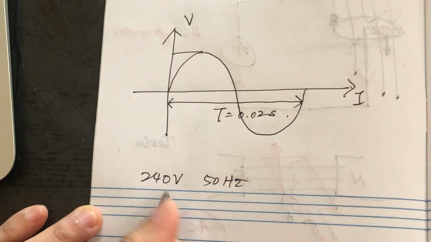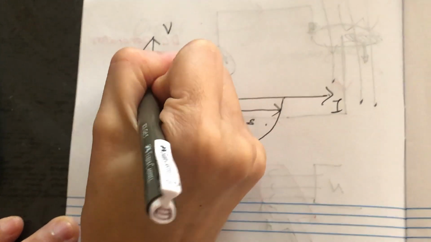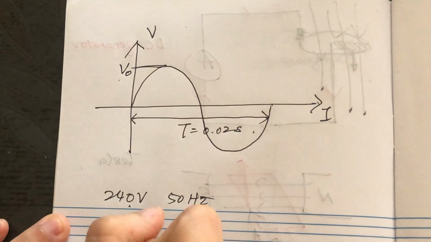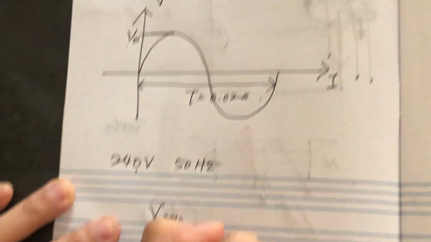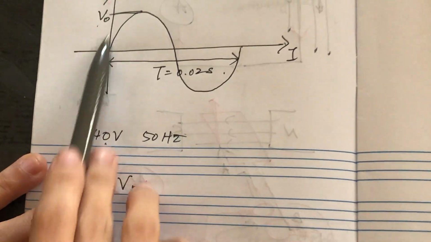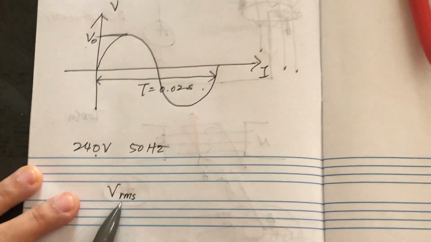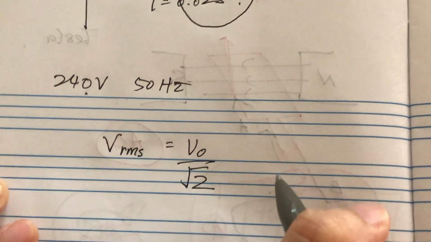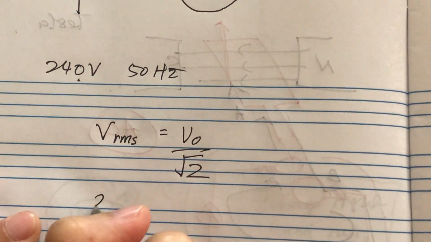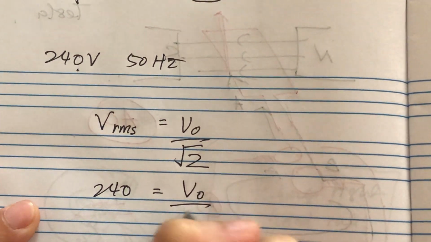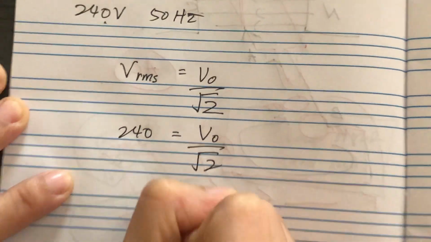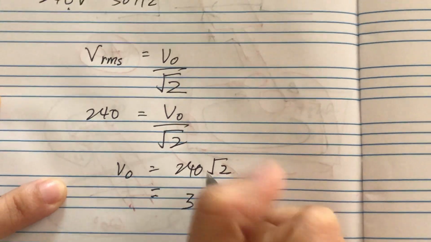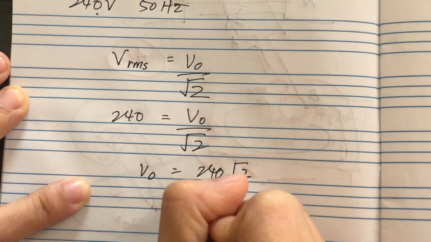Okay, and this is not 240 volt, class. This is V max. V naught means V maximum. The voltage that we get is VRMS, because it is a sinusoidal graph, so it goes up and down, up and down. On average we get VRMS, which is equal to V naught over square root of 2. We know that the RMS that we get is 240, right? So what is the maximum voltage that we get? It will be 240 times square root of 2, which is around 340 volt.